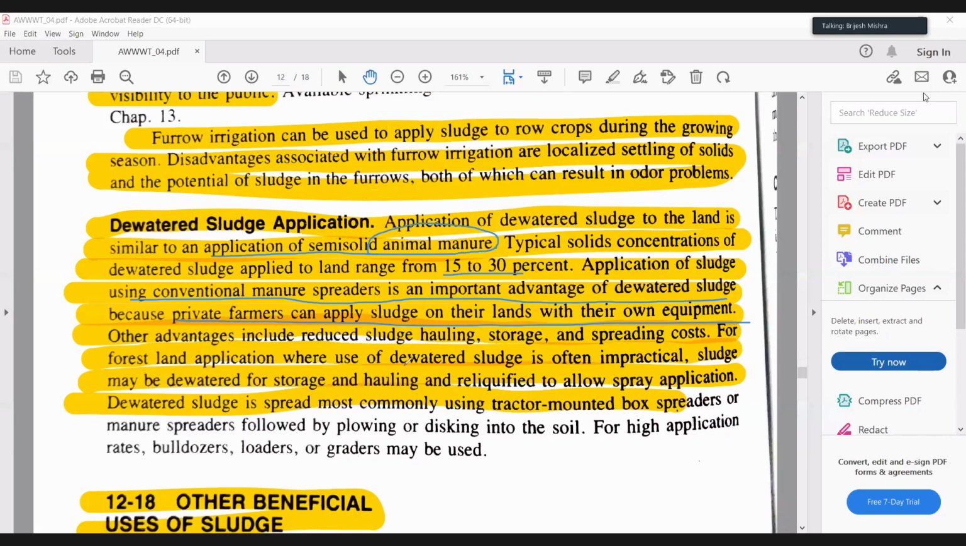For forest land application, use of dewatered sludge is often impractical. In forest land, it is always recommended to go for the liquid sludge. So if we still have only the option of dewatered sludge, in that case we have to re-liquefy it and allow spray application in the forest area. So for today, it is more than sufficient.